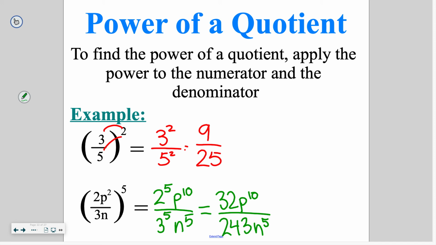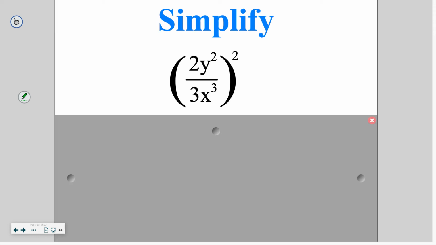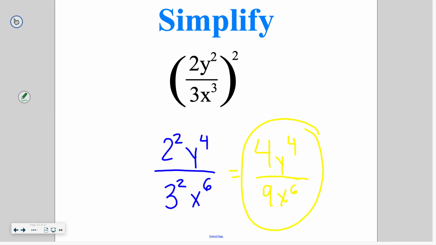So this quotient power rule is the exact same thing as power of power rule. It just means that it still applies if there is division. So if there's an exponent on the outside and stuff on the inside, you still have to distribute it to everything. Go ahead and try this one on your own. You end up with 4y to the 4th over 9y to the 6th.